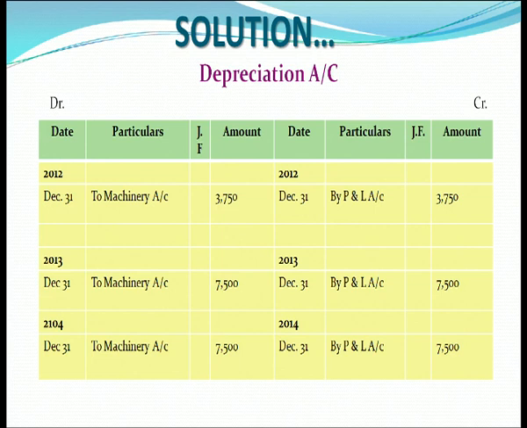3,750. Similarly, next year also, so 2013, again on 31st December, we would be charging a depreciation account with the amount of depreciation so provided in the machinery account for 7,500, and again on the same day it will be transferred to the profit and loss account, and the process keeps on repeating till the useful life of the asset. So, this is how the machinery and the depreciation account are prepared under the straight line method.